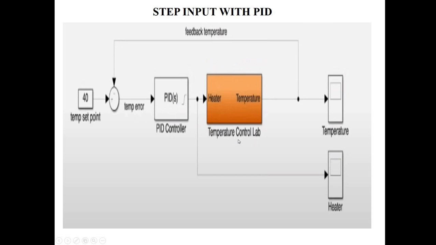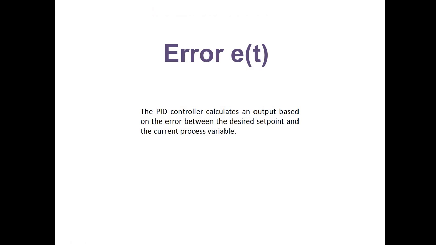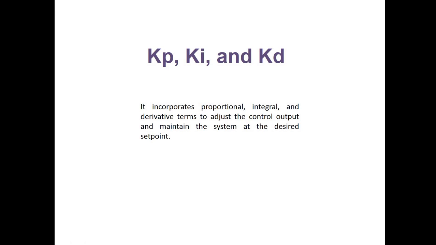So how can you do that? You can use a software called temperature control lab actually that can simulate a PID and further create a machine learning algorithm. So in PID, error ET is nothing but the error of the PID controller that calculates an output based on the error between desired set point and the current process variable. Now Kp and Ki and Kd, those who are familiar with PIDs, it is nothing but the proportional constant, integral constant and differential constant.